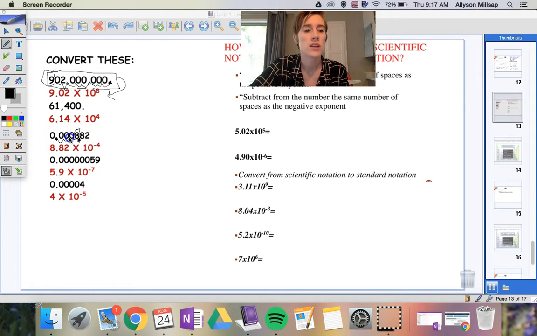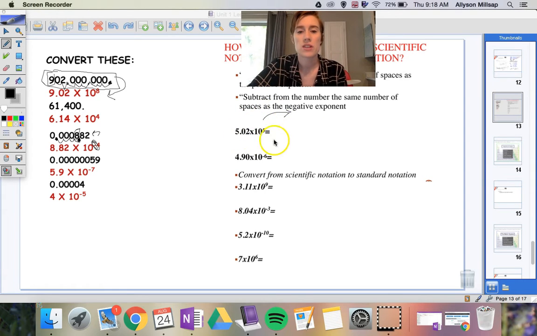So move it 1, 2, 3, 4 places, but it's a small number, so I have to put the negative, meaning the 8.82, I have to make it smaller to get to the actual answer here. Okay. So now let's do scientific into standard.